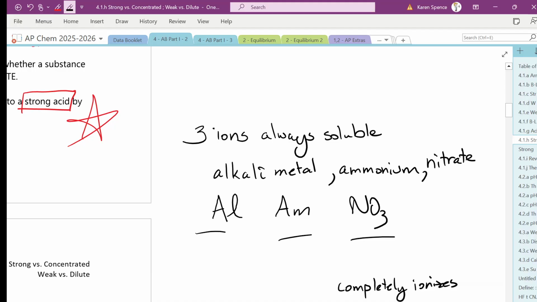LMNO3. LMNOP. And you just strip the P off of this and put a 3 instead of a P. LMNO3.